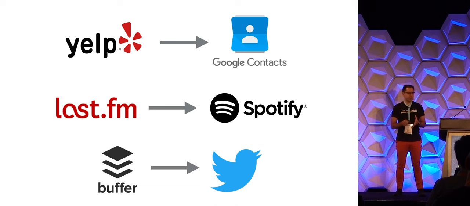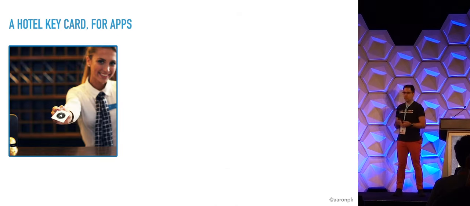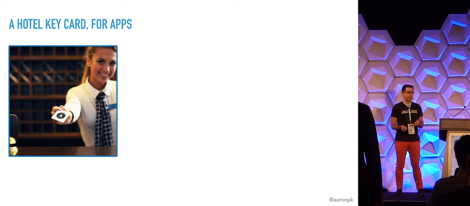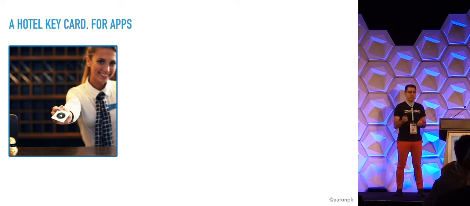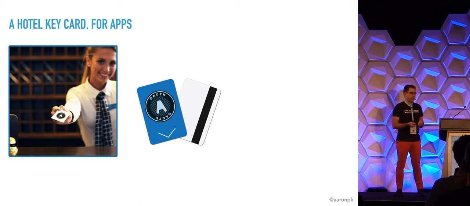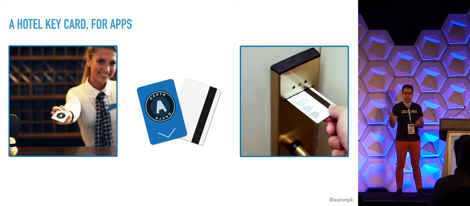I like to think of another analogy of checking into a hotel. When you go to a hotel and you check into the front desk, you give that person your ID card. They give you a hotel key card. So you take the hotel key card and you go to the door, and you swipe the key on the door, and the door lets you in. Now, this is exactly analogous to an OAuth exchange.